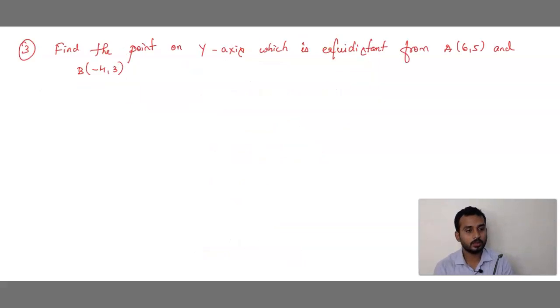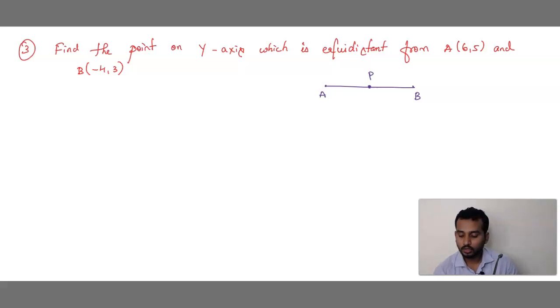This is question number 3. Find the point on y-axis which is equidistant from A of 6 comma 5 and B of minus 4 comma 3. Children, let me consider these are the 2 points. This is A and this is B. And this is a point P.